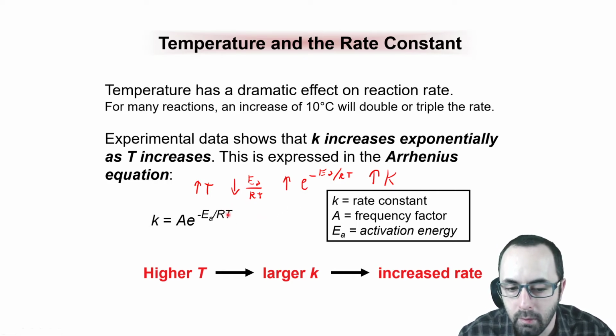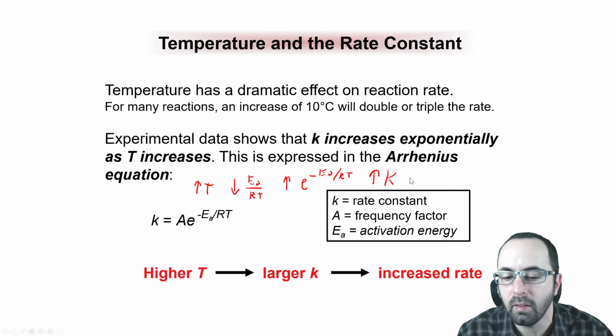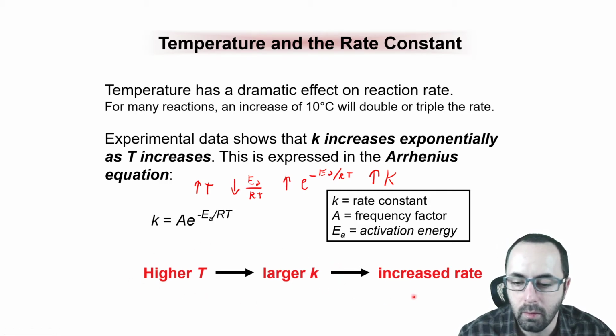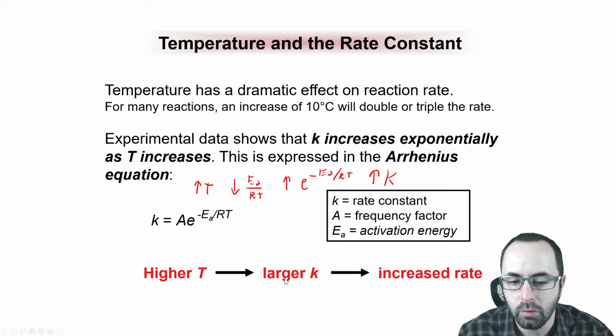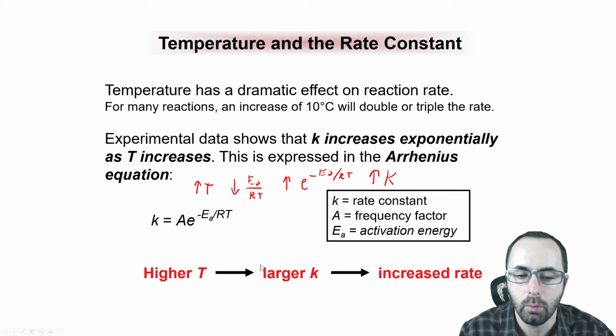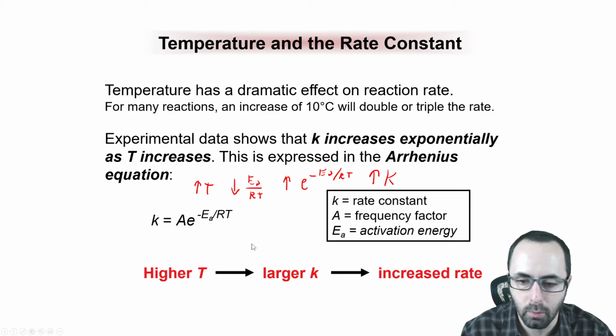Because the bigger the T, the smaller this fraction, so the smaller of a negative number we have, so the bigger this exponential is, and thus the bigger k is. Again, you could memorize this, but you don't have to. You definitely should be able to look at the Arrhenius equation and reason that out, because you'll have the Arrhenius equation. But if you try to straight up remember and don't understand how to interpret this math, then you could get stuck, and you don't want to get stuck.